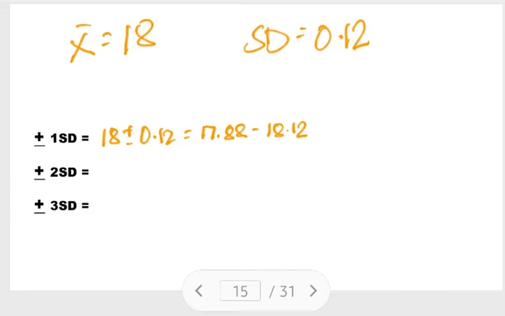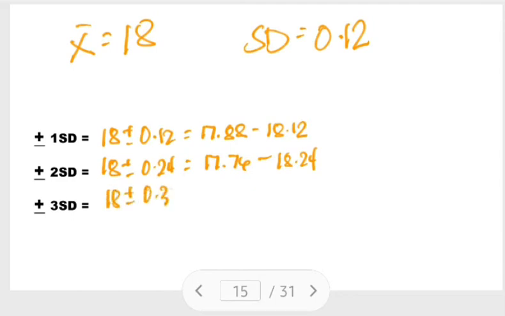Next, for our 2 SD, we have 18 plus or minus 0.24. This equals 17.76 to 18.24. For our third SD, we have 18 plus or minus 0.36. This equals 17.64 to 18.36.